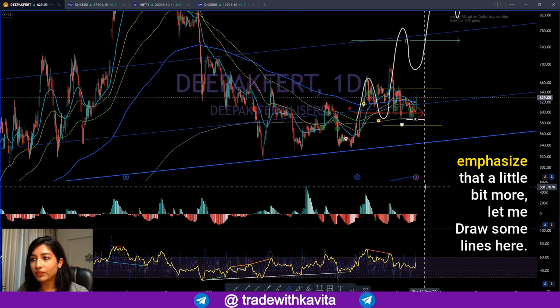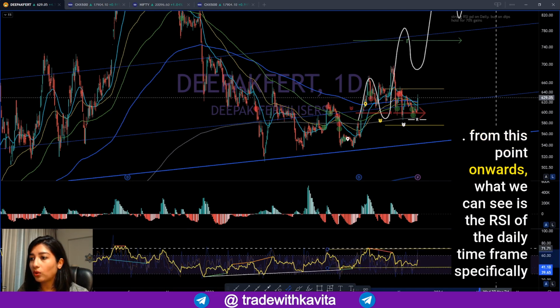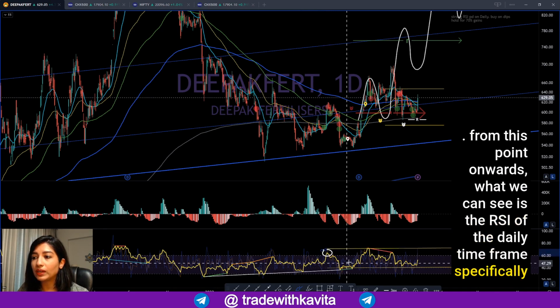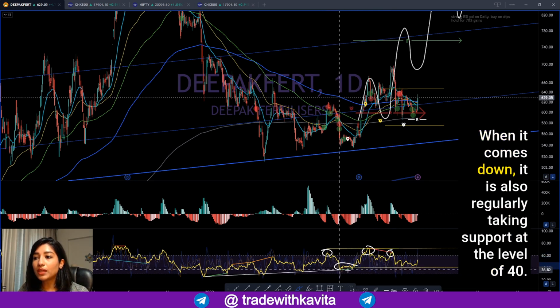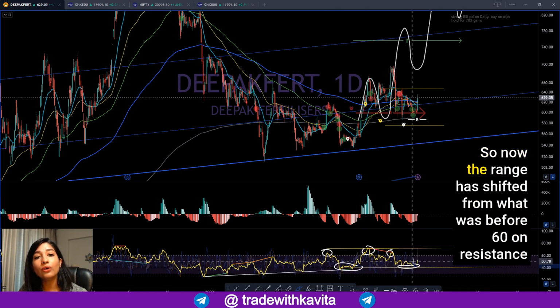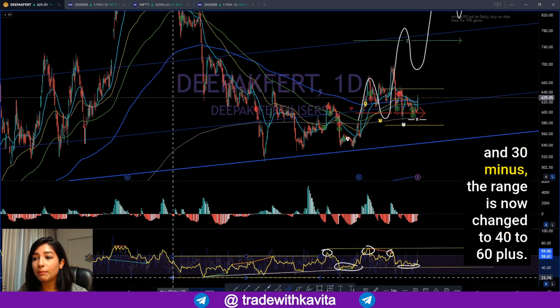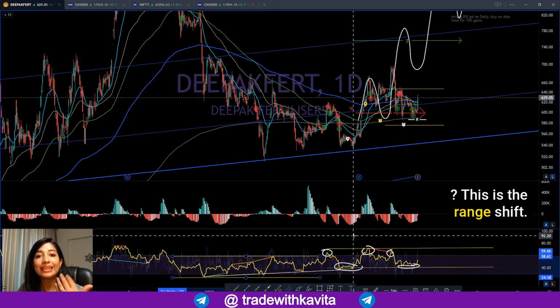In order to emphasize that a little bit more, let me draw some lines here. From this point onwards, what we can see is the RSI of the daily time frame specifically has started to not just breach above the level of 60, but also sustain above the level of 60. When it comes down, it is also regularly taking support at the level of 40. So now the range has shifted from what was before 60 on resistance and 30 minus, the range is now changed to 40 to 60 plus. This is the range shift.